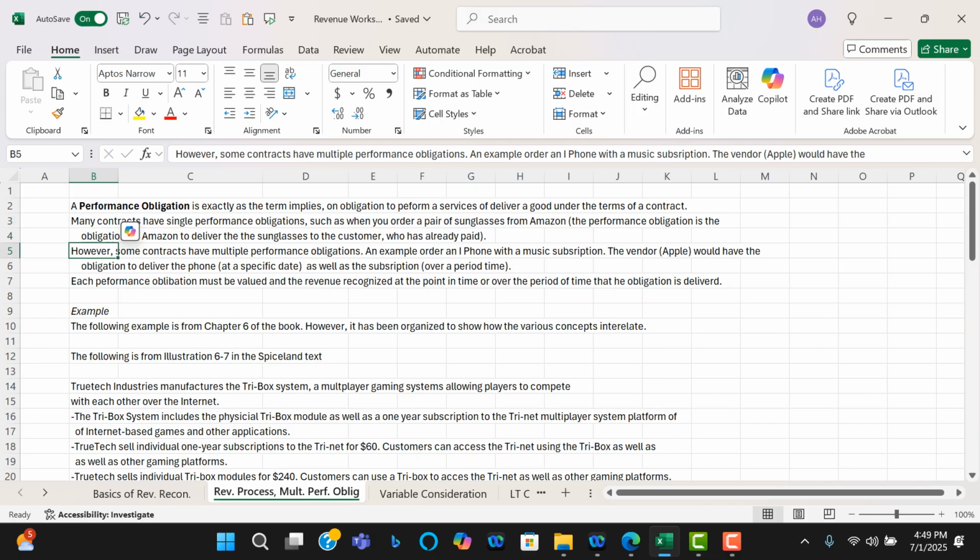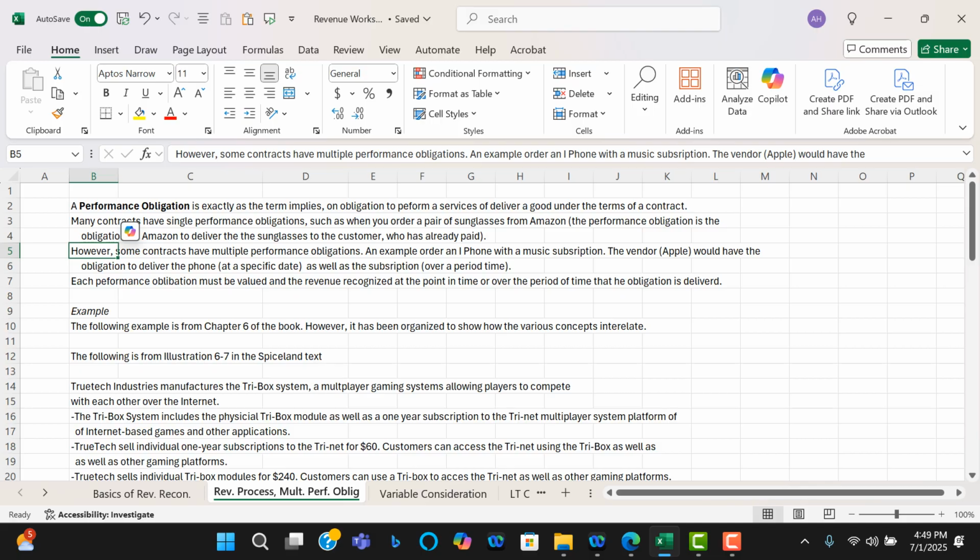Some contracts, and this is increasingly true, have more than one performance obligation. The most common example that I can come up with is an iPhone. I don't have an iPhone, but if you buy an iPhone and you buy some of the services that come along with it, I assume you can package some subscription, like a music subscription or some gaming subscription, and then you might get a package deal with it. In that case, Apple would have two performance obligations.